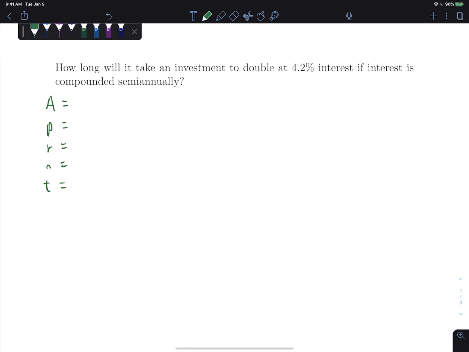So we have A, P, R, N, and T. A and P, we'll come back to those in a second. R, we know for sure from right here is 4.2%. So that gives us 0.042 as a decimal. Compounded semi-annually. Well, how many times does something semi-annual happen? Well, semi-annual happens twice a year.